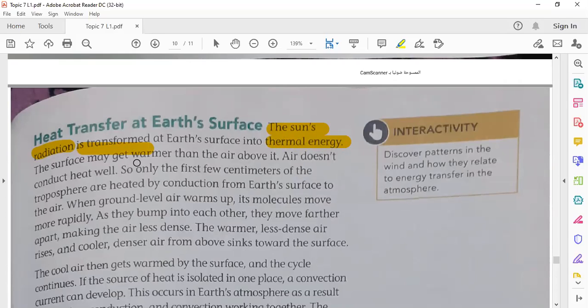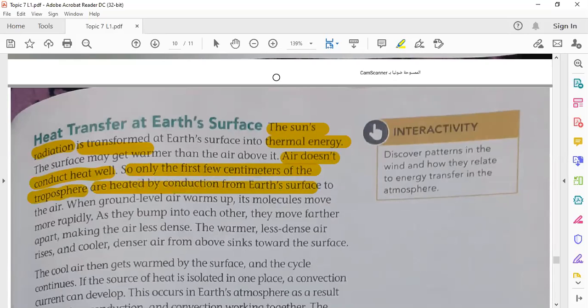As you know, the surface gets warmer than the air above it. Of course, the surface or the ground of Earth becomes warmer. Air does not conduct heat well, as you know. So only the first few centimeters of the troposphere, the part very close to the ground, are heated by conduction from the surface.